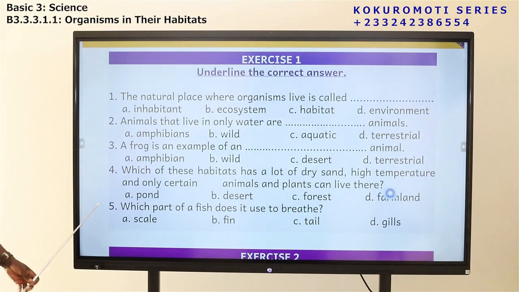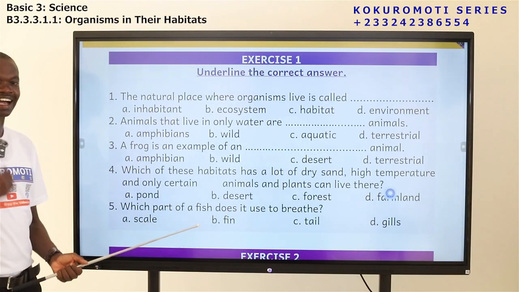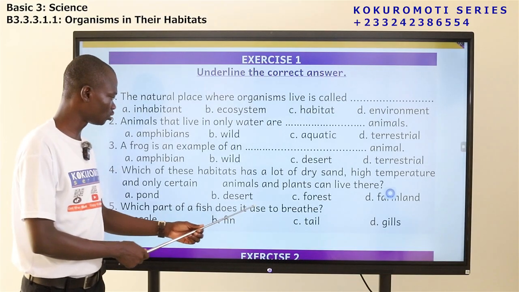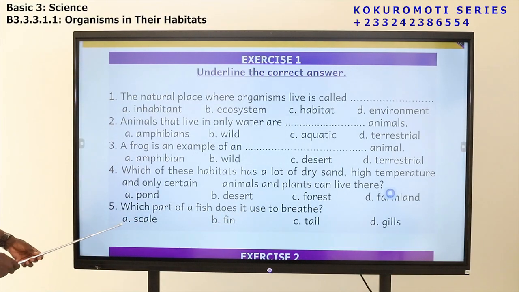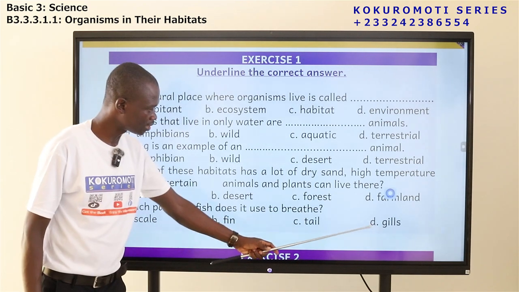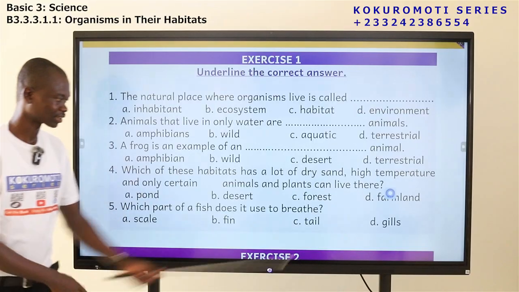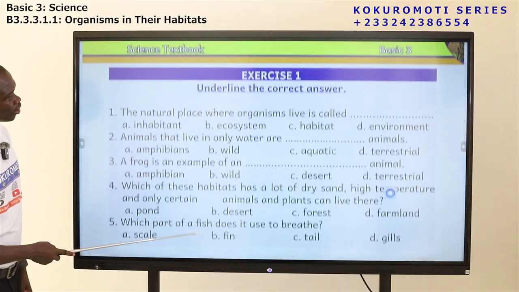Okay. Question 5. Which parts of a fish does it use to breathe? I have mentioned this. Which parts of a fish does it use to what? Breathe. A. Scale. B. Fin. C. Tail. D. The gills. The answer is what? Gills. So that is for exercise 1.